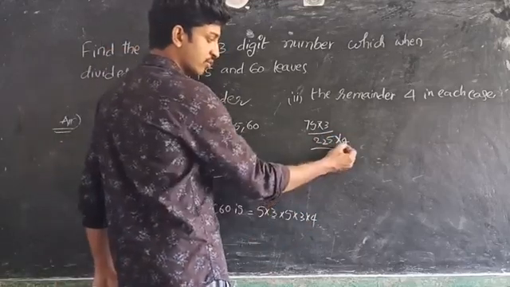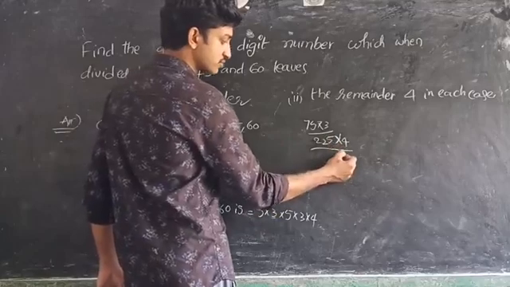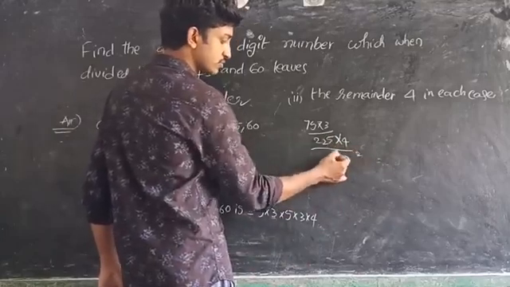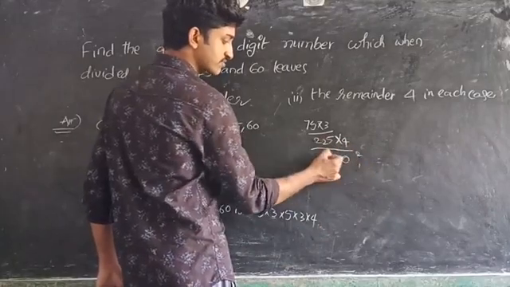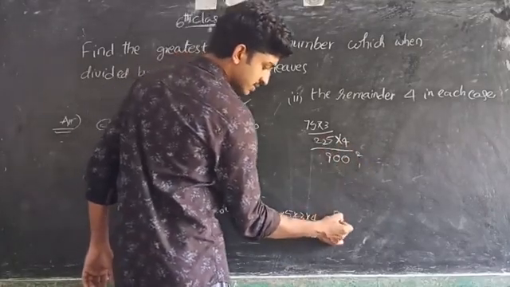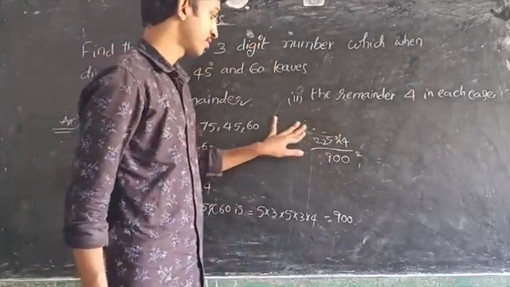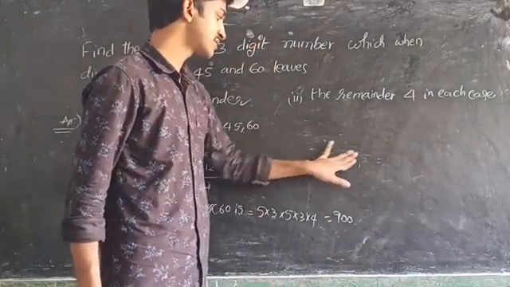Now 225 into 4. Multiply with 4. 4 5s are 20. 4 2s are 8, 8 plus 2 is 10. 4 2s are 8, 8 plus 1 is 9. So the LCM is 900 we get. So what is the first question he has asked?